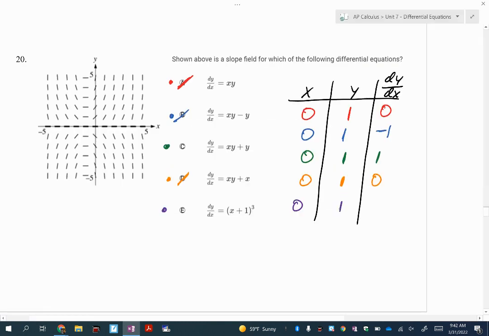I'll do 0, 1 again. 0 plus 1 is 1. 1 cubed is 1. So it could be that one that matches my green one. Let me try 0, 0 for purple. I think you'll see something happens here. 0 plus 1 is 1. 1 cubed is 1. But at 0, 0, we have that horizontal no slope. So not going to be E. So the only one that makes sense ends up being answer choice C.